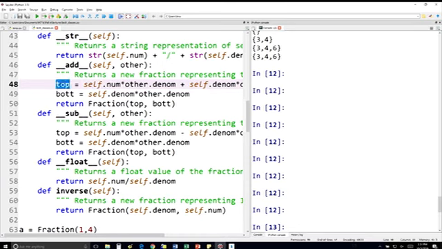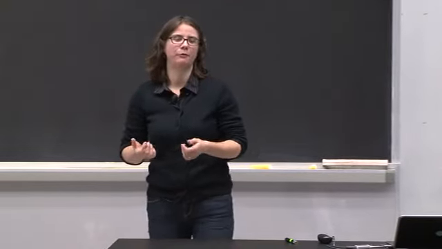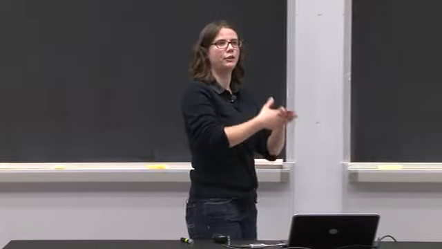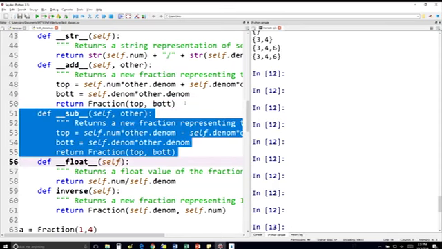Once I figure out the top and the bottom of the addition, I'm going to return. And here, notice I'm returning a fraction object. It's not a number, it's not a float, it's not an integer. It's a new object that is of the exact same type as the class that I'm implementing. So as it's the same type of object, then on the return value, I can do all of the exact same operations that I can do on a regular fraction object. Sub is going to be the same.